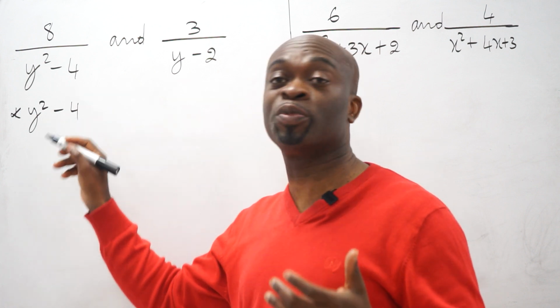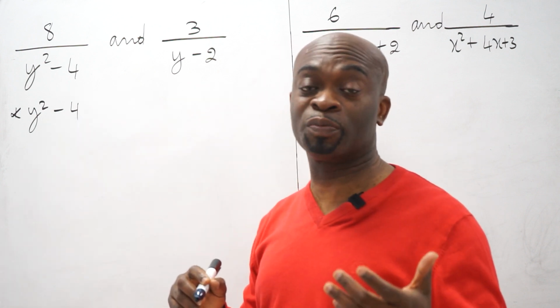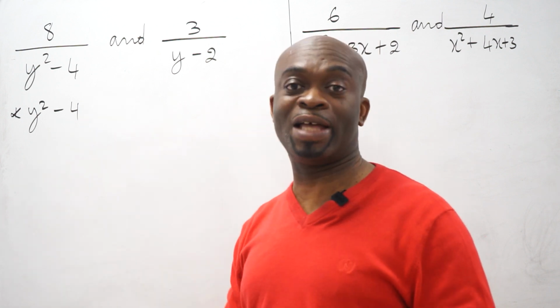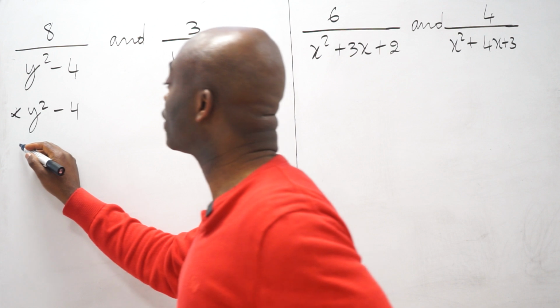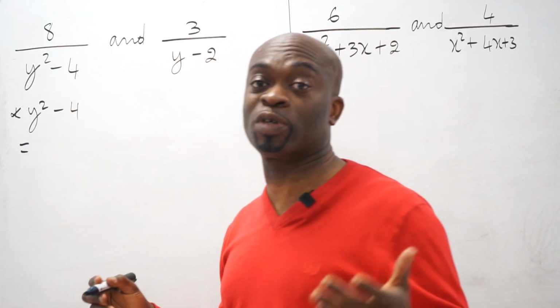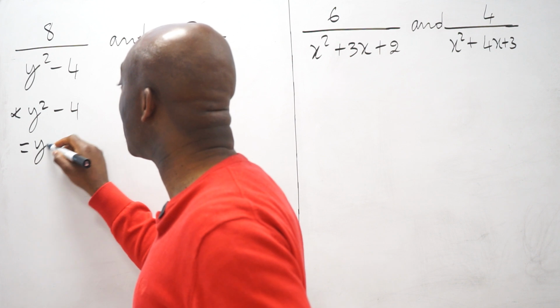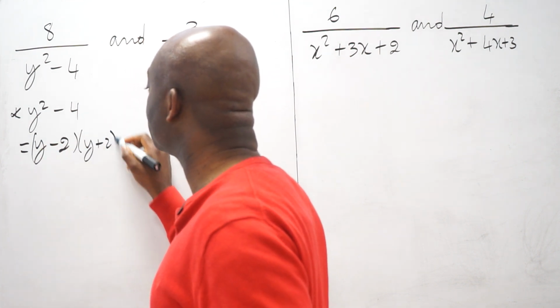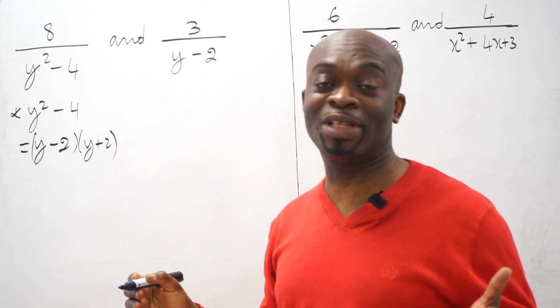This is a polynomial, a binomial to be more precise. Can we factor that? Yes. So if we can factor, we go for it. This one is a difference of two squares, and what happens with that? You have y minus 2 times y plus 2. Bingo. That's it for that.